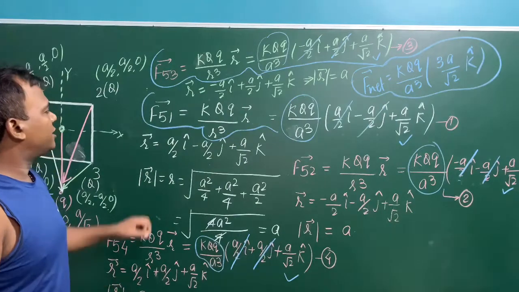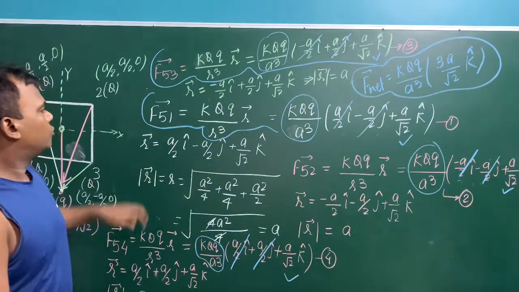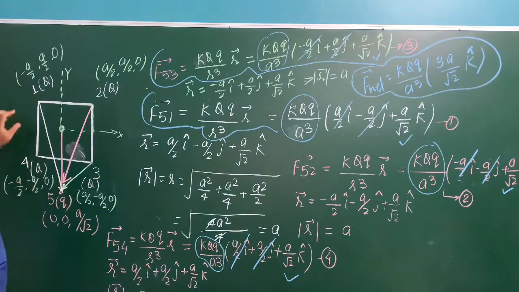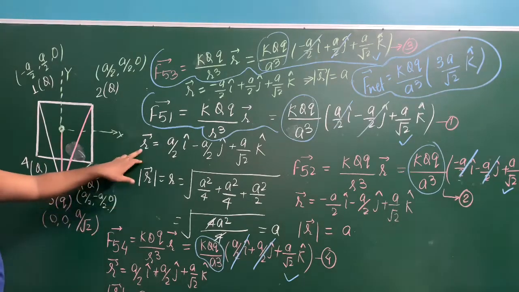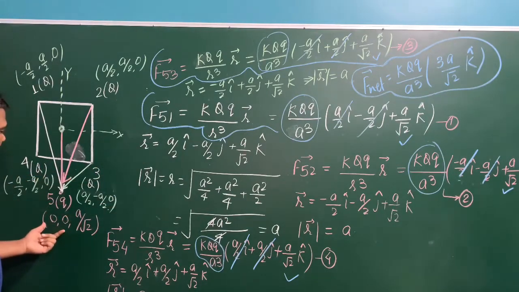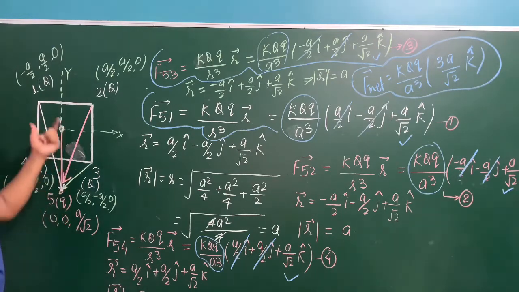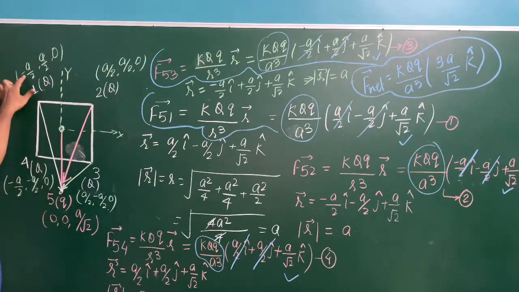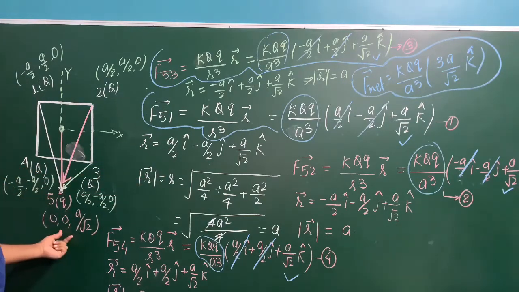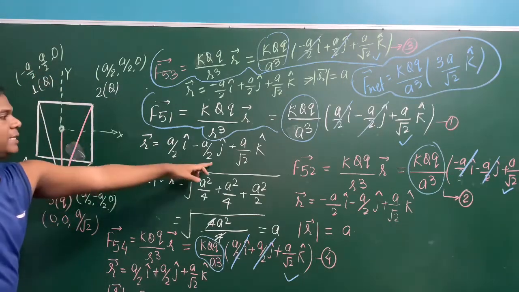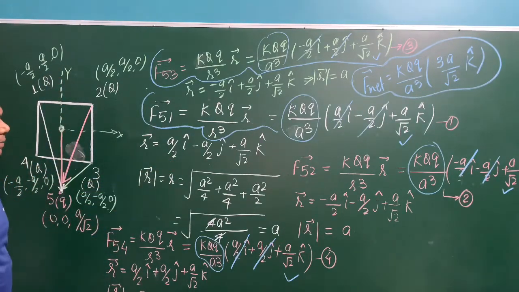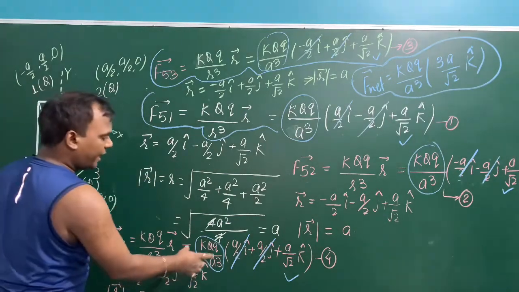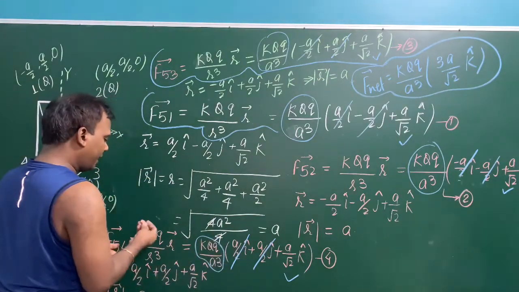Now we will calculate first the force on 5 due to 1. So the force on 5 due to 1 will be equal to K Q small q divided by r cubed into the R vector. And what is the R vector? The R vector will be this coordinate minus this coordinate. So 0 minus minus a by 2, that is a by 2 i cap. 0 minus a by 2, that is minus a by 2 j cap. a by root 2 minus 0, that is a by root 2 k cap. And the mod of this vector will be a.